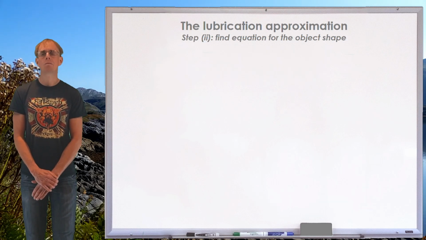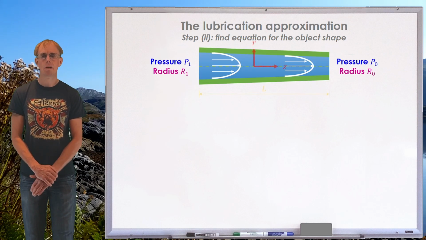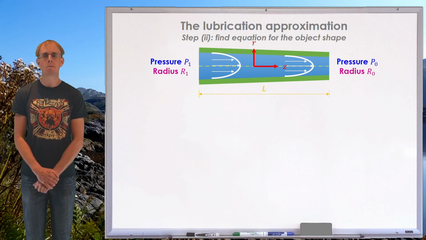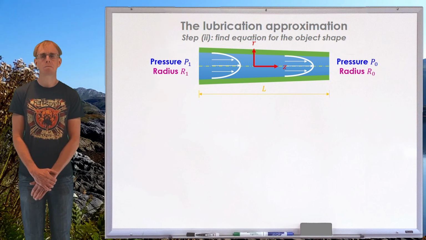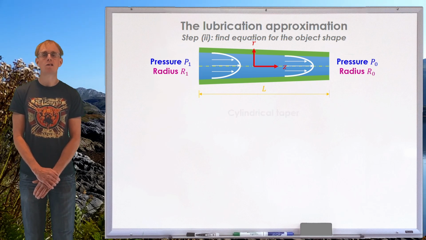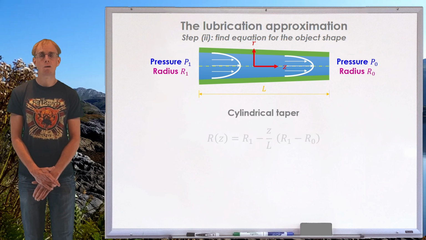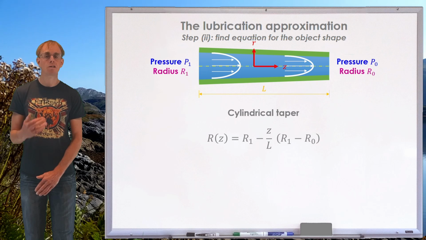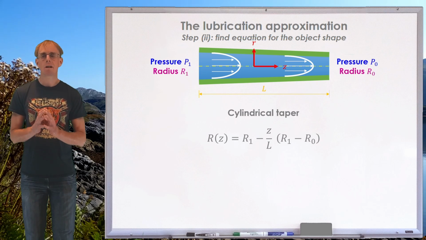Let's think about step two. Let's find an equation for the shape of the object that we're dealing with. We've got a cylindrical taper. At the start of the taper, we have a radius r1. That linearly decreases with length to a radius r0. So this is a nice, easy shape to describe. We can say that our radius as a function of position along the tube is simply r1 minus z over L, times r1 minus r0. Great. Nice, easy shape.